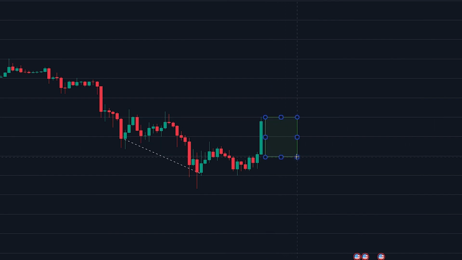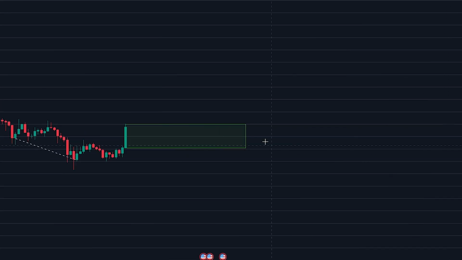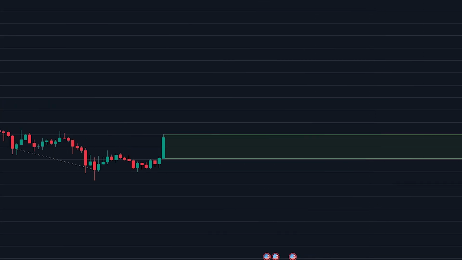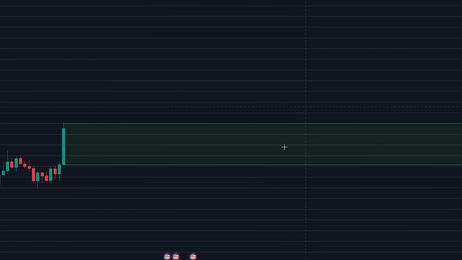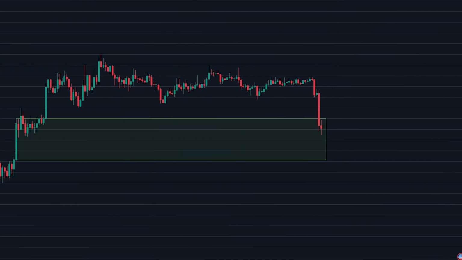Let's now draw a box around the high and low of the candlestick to visualize the demand zone. Once you have done this, make sure to extend the box into the future. Now we will wait for the price to reach the demand zone again. As you can see, the price reached the demand zone here.